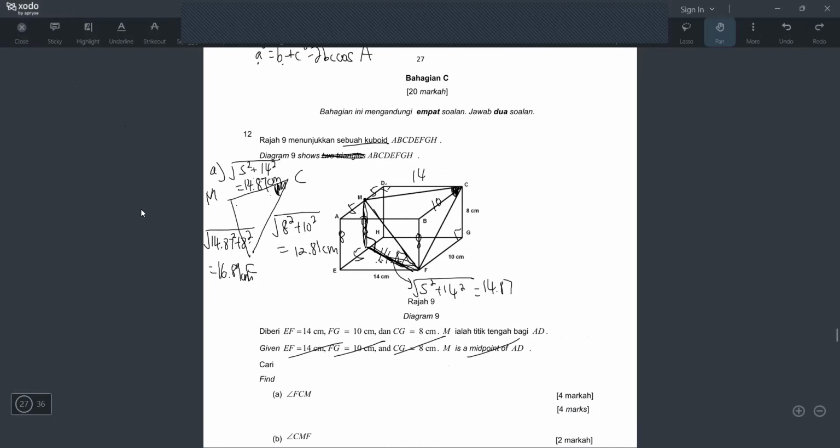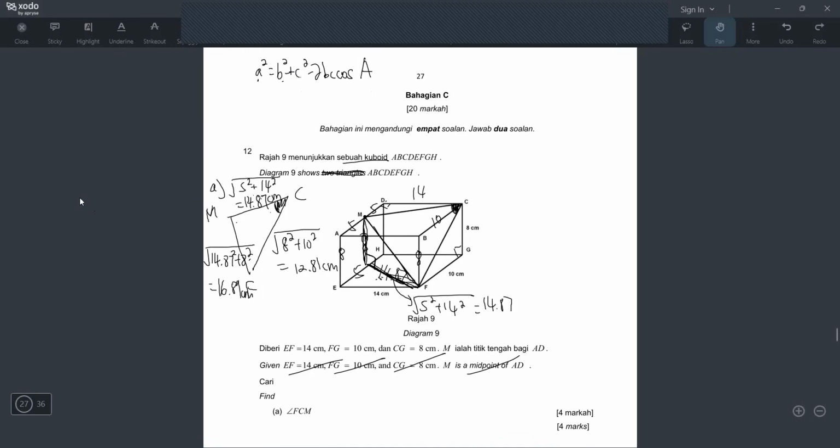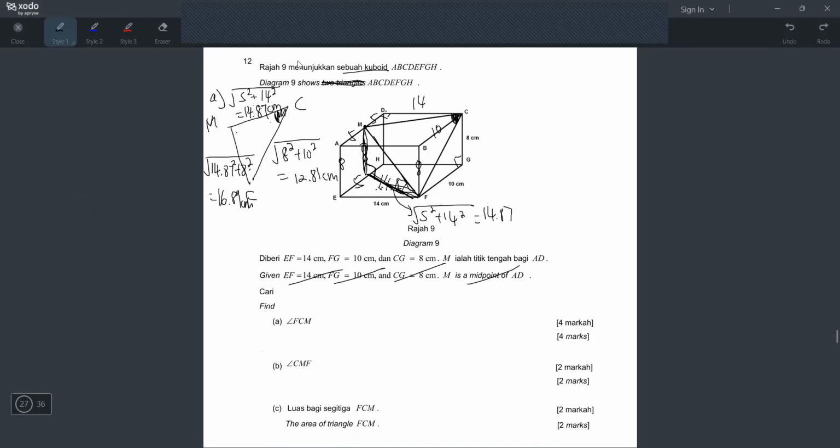A will always be the one opposite the angle. So which side is opposite the angle now? In front of the angle, this is your angle. So what is in front of the angle? 16.9. So that's the A, right?